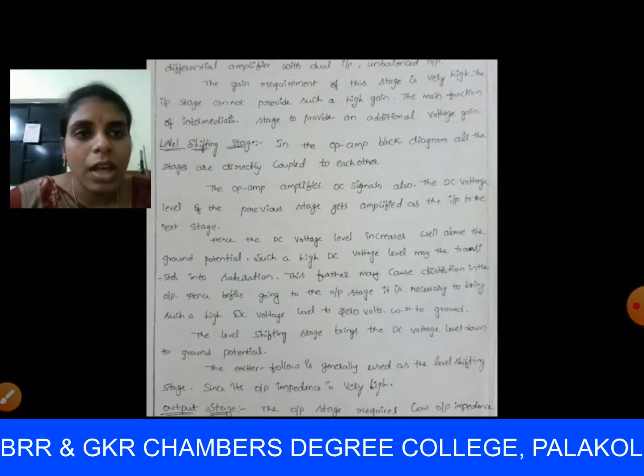This voltage increases the voltage level. If the voltage increases, then the transistor may come into saturation. If the transistor comes into saturation, the voltage levels are near the supply voltage. This may lead to distortion. To reduce this distortion, we use a reduction of voltage at the level shifting stage. That means the voltage is decreased by this level shifting stage.